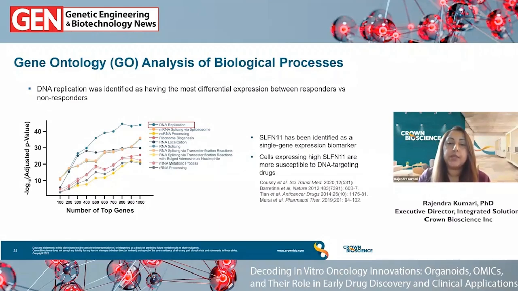But what was interesting was that SLFN11 has also been reported as a single gene expression biomarker for irinotecan sensitivity. Now, this is a putative DNA/RNA helicase that has been shown to irreversibly block replication in cells that are experiencing replication stress. So cells that express high levels of SLFN11 have been shown to be more susceptible to DNA targeting drugs in specific cancer types like breast cancer.